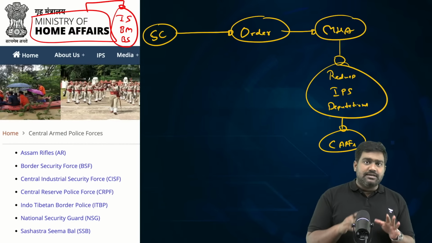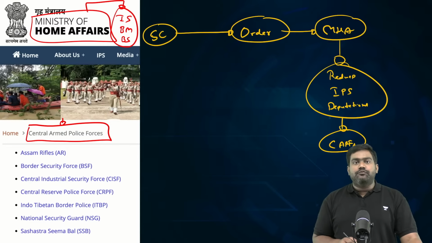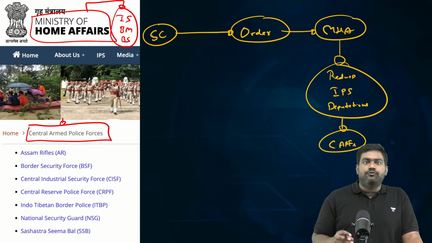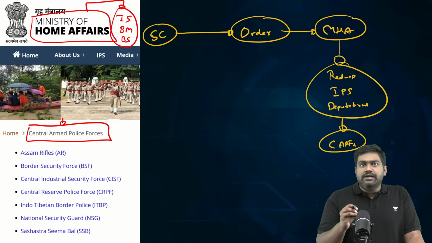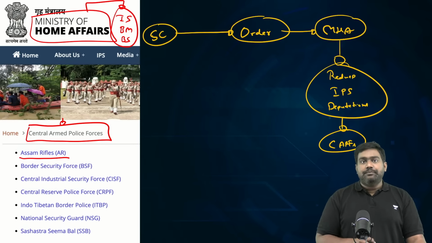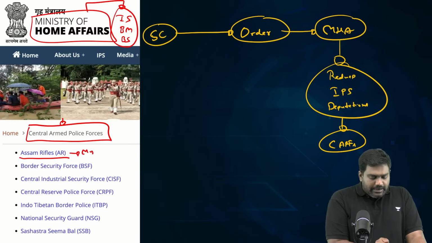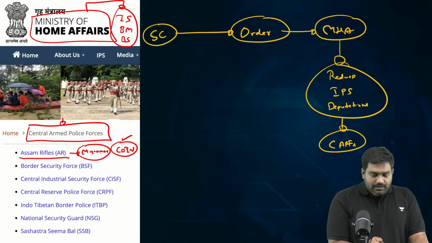So paramilitary forces serve a very unique purpose, and the MHA officially recognizes these paramilitary forces of India as central armed police forces. So we have a few border guarding forces which are dedicated to border security, such as Assam Rifles, for example, which is primarily used in northeast India to secure the India-Myanmar border. And it is also deployed in counter-insurgency roles along with the Indian Army in areas where AFSPA is implemented.